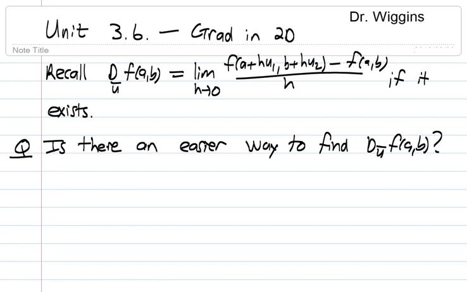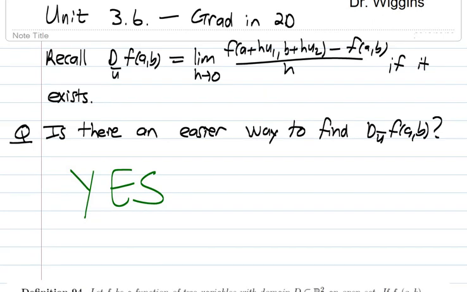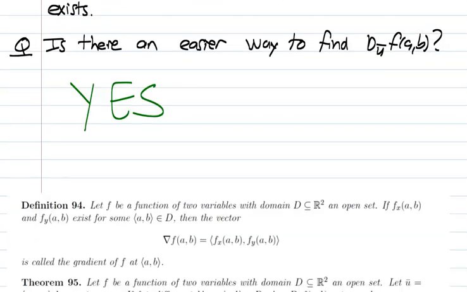So the question I want to ask today is: is there an easier way to find the directional derivative of f at a specific point in the direction of u? And the good news is the answer is yes. And how we do this, we will turn it into a theorem in a moment. But before I tell you what the theorem is, I need a little definition.